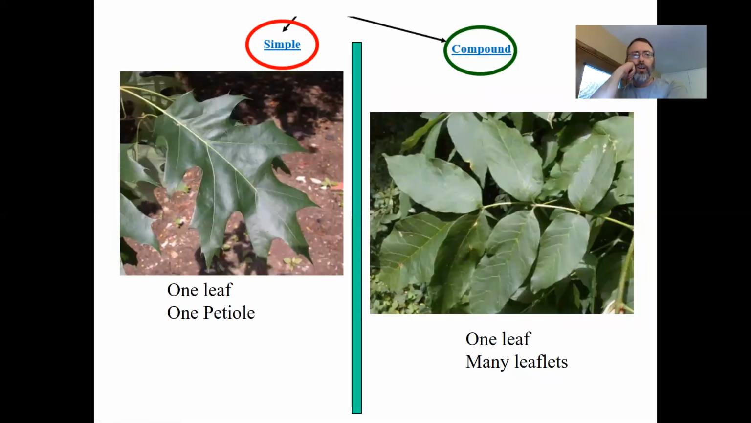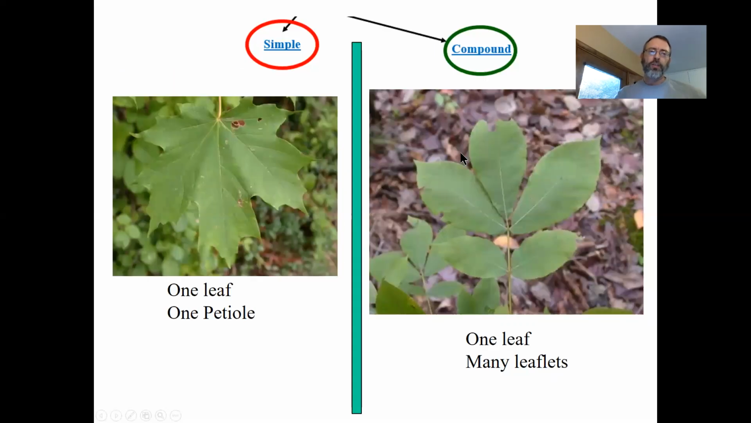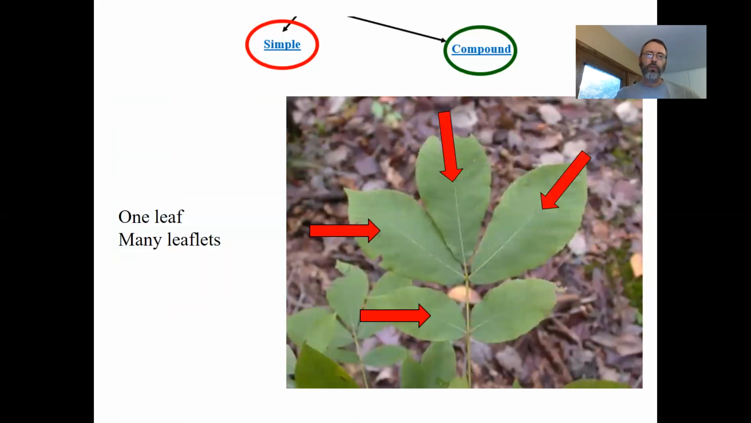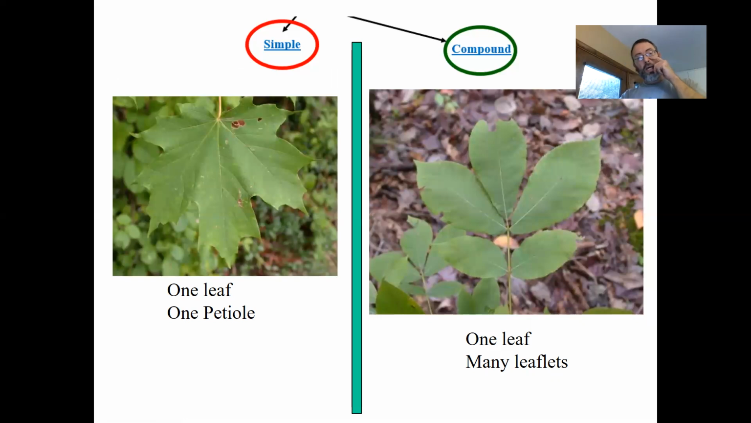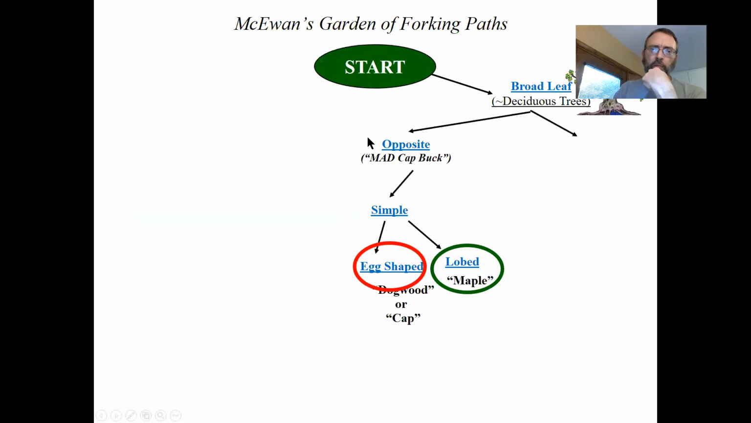This is another example. This is oak on this side. This is ash on this side. This is one leaf, one petiole. This is one leaf, many leaflets. This whole thing is the leaf. Each of these is a leaflet. Okay, so you're going to need to learn to see this. You're going to need to learn to see whether or not what you're looking at is a simple or a compound leaf, and then be able to count the leaflets in some cases.